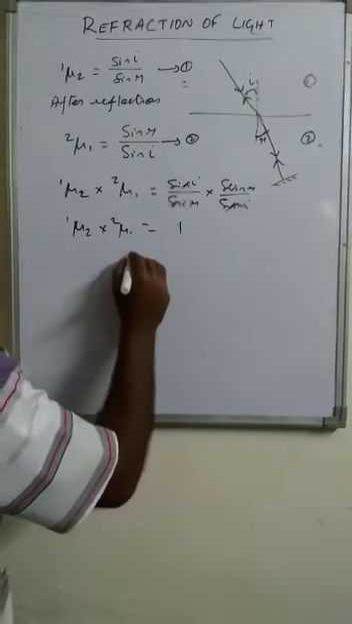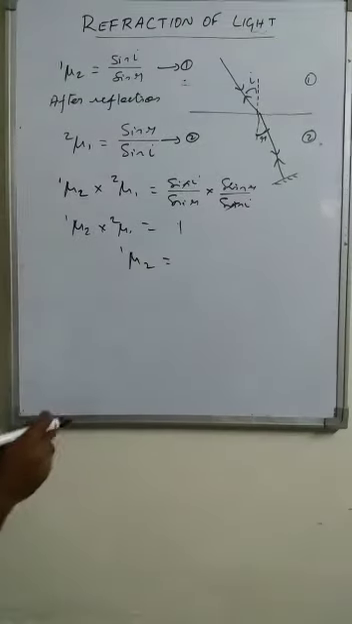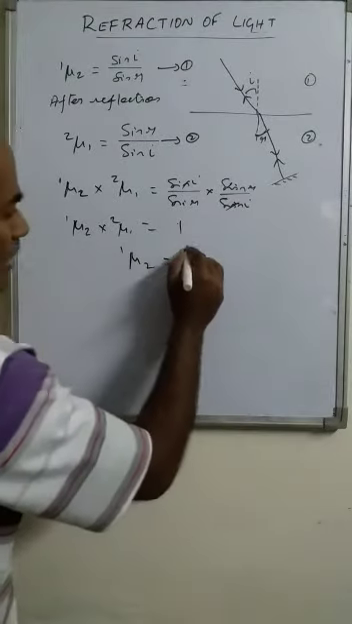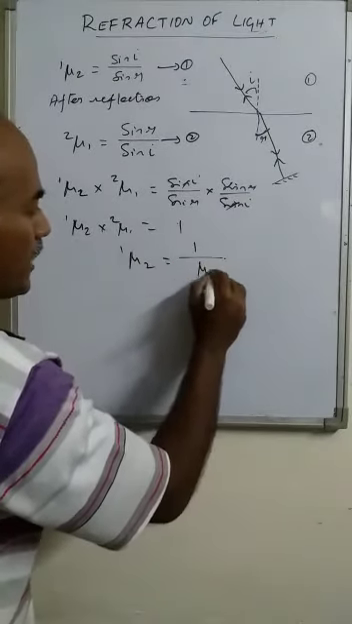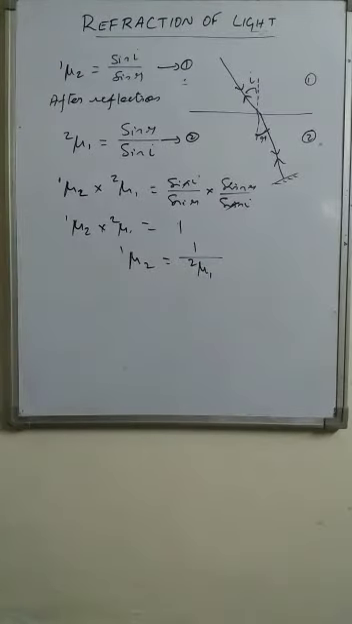Now, from this relation, we got that the refractive index of 2 with respect to 1 is the reciprocal of the refractive index of 1 with respect to 2. It means the refractive indices are reciprocal to each other.